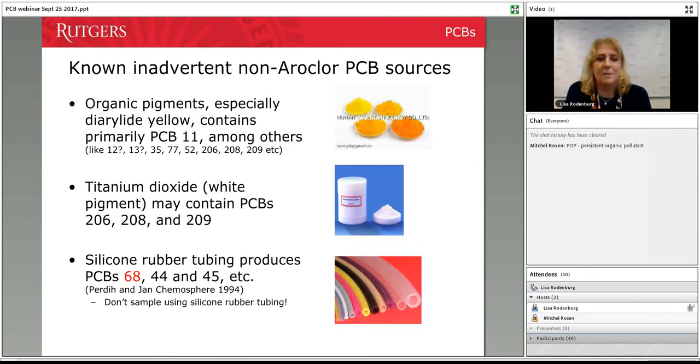And then it turns out that some silicone rubber tubing products also can have PCBs in them. And one of the take-home messages there is that if you are asked to do any sampling for PCBs, don't use silicone rubber tubing to do the sampling. Unfortunately, this has happened too often that people went out and did water sampling, and they used silicone rubber tubing to collect their samples, and the samples became contaminated with PCBs.